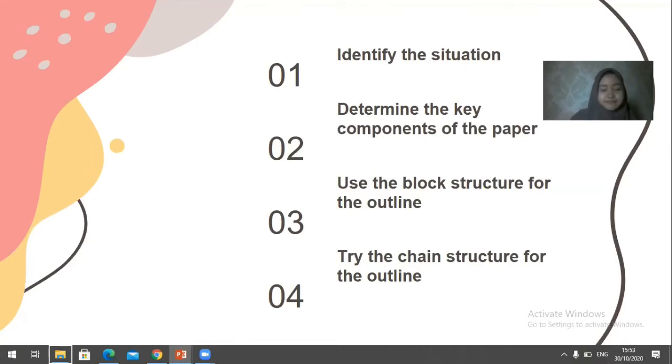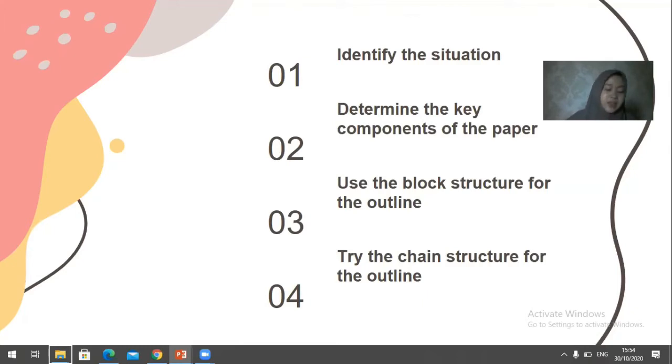The third is use the block structure for the outline. The way you can outline the paper is to use the block structure, where you list the problem first in the paper, followed by the solution. You will use the following outline for the block structure. The first, introduction section, where you discuss the situation. The second is problem 1. The third is problem 2. The fourth is transition sentence or paragraphs.